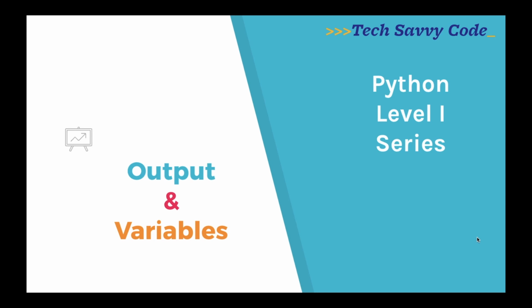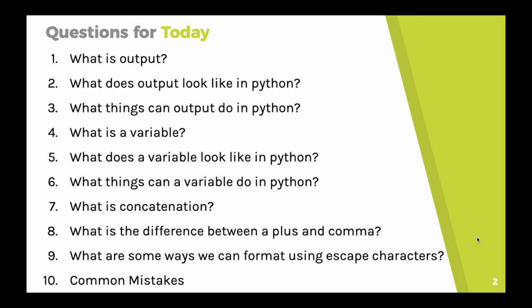So let's get started. So the questions or statements that we will go over today are the following. What is an output? What does output look like in Python? What things can output do in Python? What is a variable? What does a variable look like in Python? What things can a variable do in Python? What is concatenation? What is the difference between a plus and a comma? What are some ways we can format using escape characters? And last but not least, common mistakes.